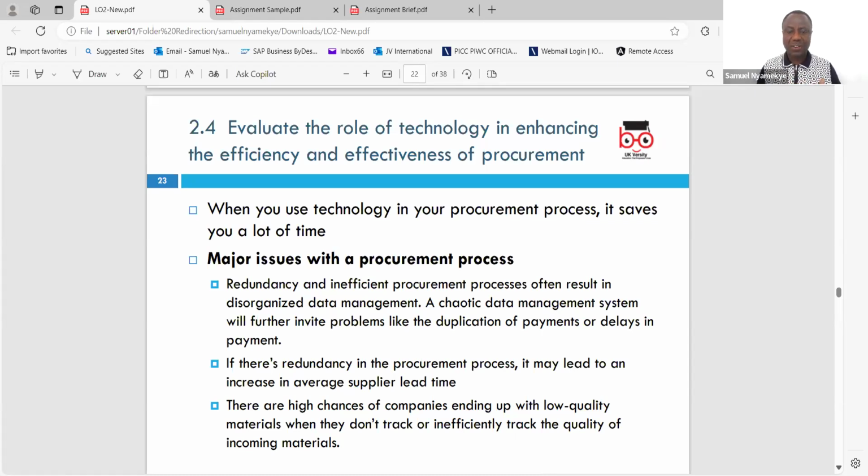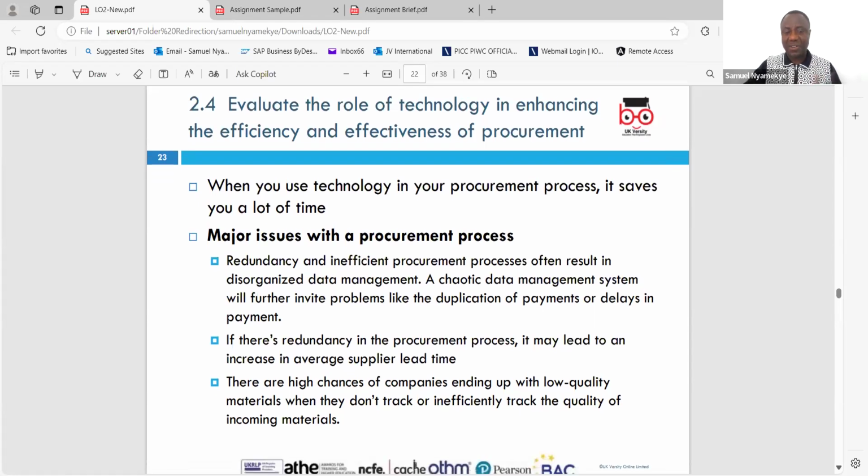Yeah. So why do we say that? Redundancy and inefficient procurement processes result in a lot of problems when it comes to data management. Manual, what we mean is that manual way of doing things, and if you are not organized in terms of handling data, there will be a lot of problems. So a chaotic data management system will further bring problems, complicate issues like, oh, we've double paid supplier A, because nobody has got a trace of payments that are going out.